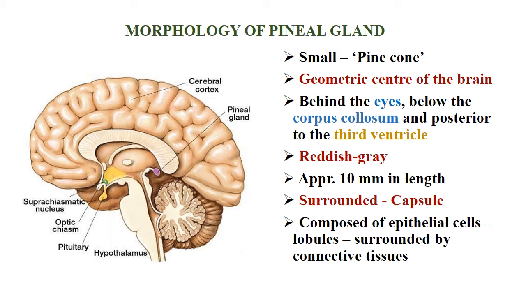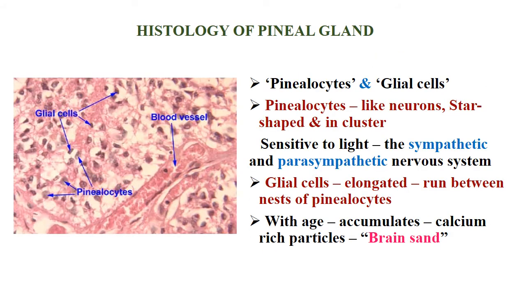This gland is surrounded by a fine capsule and is composed of epithelial cells which are arranged to form lobules, and the lobules are surrounded by fine connective tissues. The histological study of the pineal gland shows two types of cells in it. One is pinealocytes and the other is glial cells.